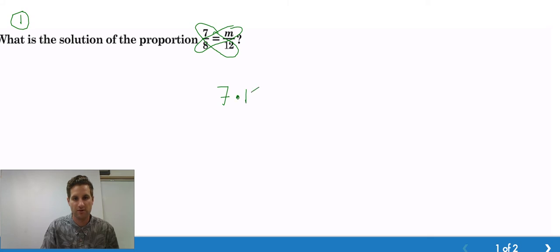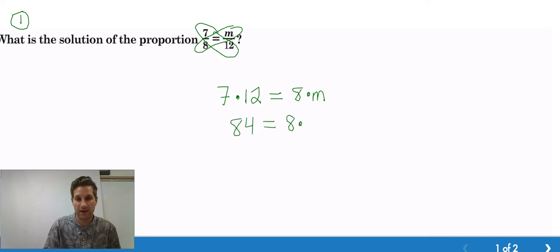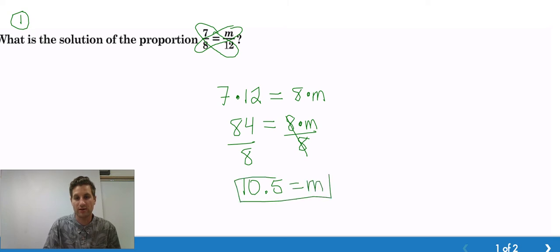So 7 times 12 equals 8 times m. And again, if you need to use a calculator, 7 times 12, I don't know off the top of my head. Actually, I could probably get pretty close, but that'd be 84 equals 8 multiplied by m. And all you have to do is divide by 8 to both sides, and we will get our solution of 10.5. So again, to solve a proportion, we just use cross products. And again, a proportion is two ratios set equal to each other. Okay? Let's look at another one.